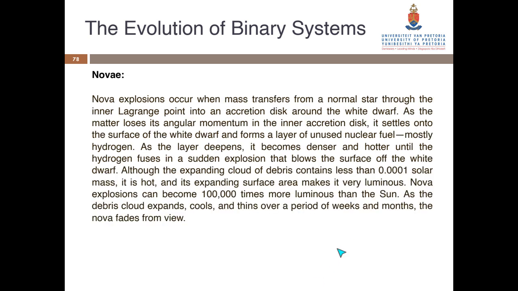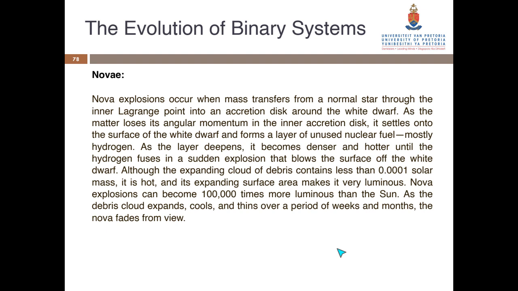Nova explosions occur when mass transfers from a normal star through the inner Lagrange point into an accretion disk around a white dwarf. As the matter loses its angular momentum in an inner accretion disk, it settles onto the surface of the white dwarf and forms a layer of unused nuclear fuel, mostly hydrogen. As the layer deepens, it becomes denser and hotter until the hydrogen fuses in a sudden explosion that blows the surface of the white dwarf.